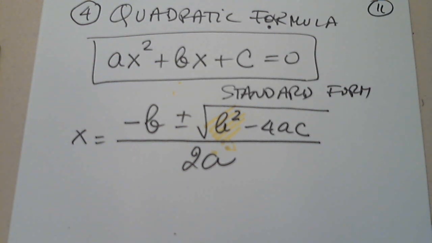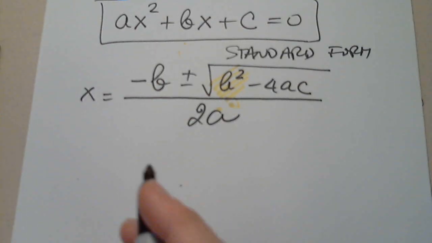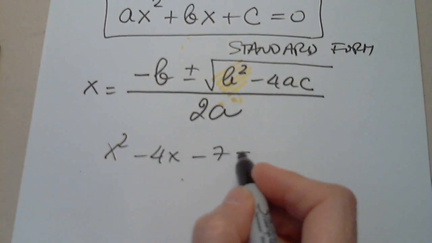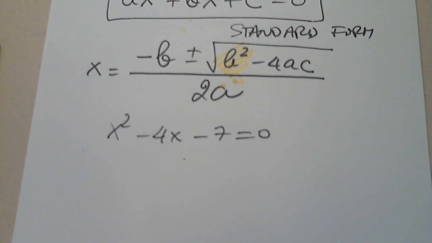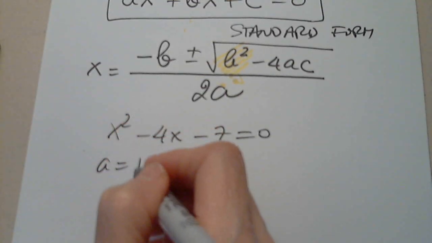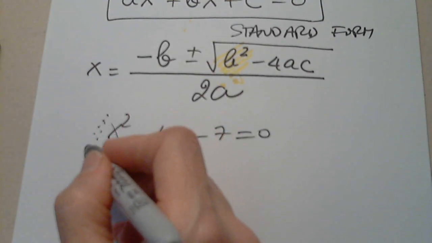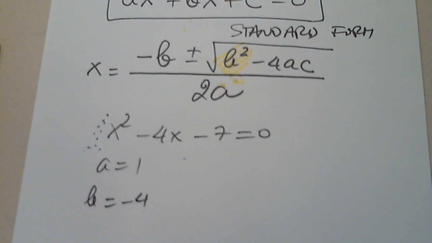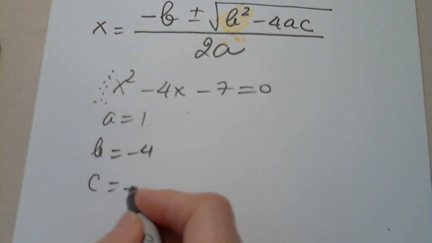Okay, so let's look at an example. Let's say x squared minus 4x minus 7 equals 0. It's already in the standard form. It's in descending order. I know a is 1. I know b is negative 4. Remember, you have to take the number with the sign in front. And I know c equals negative 7.